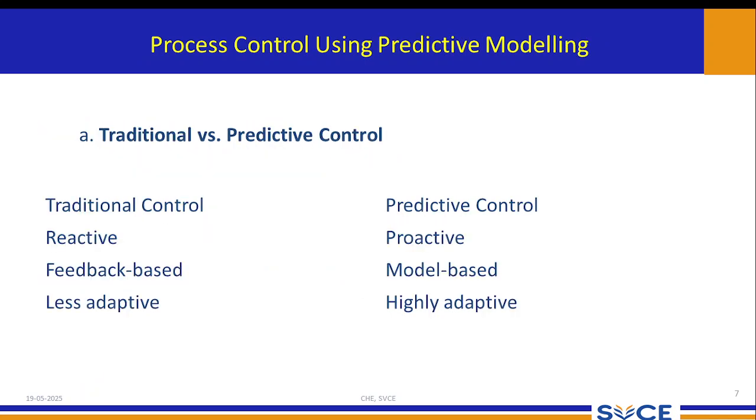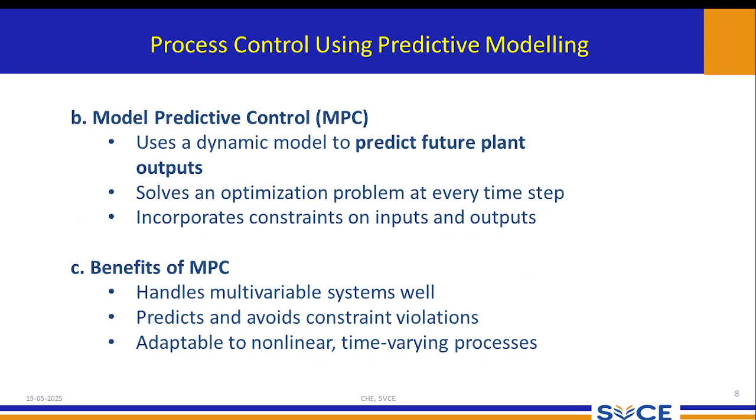So, traditional versus predictive control. Traditional control is reactive and feedback based, whereas predictive control is proactive. This one is model based, and the other is less adaptive versus highly adaptive. So process control using predictive modeling is model predictive control. It uses a dynamic model to predict the future plant output, solves an optimization problem at every time step, and incorporates constraints on input and output.